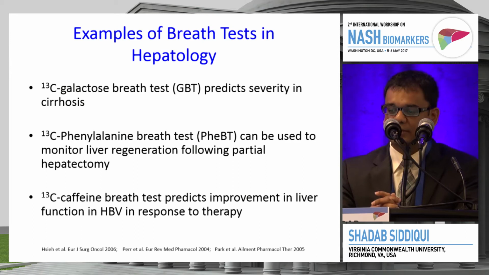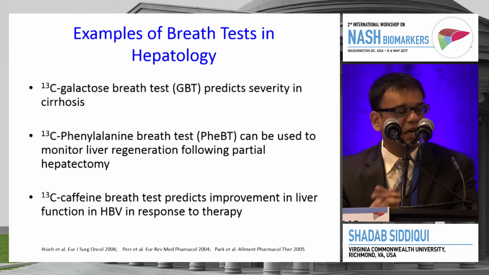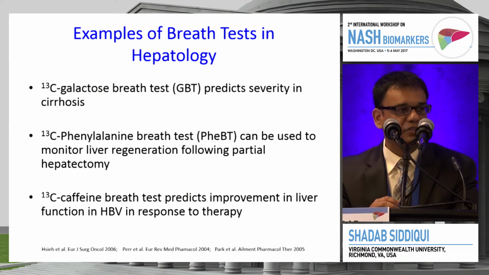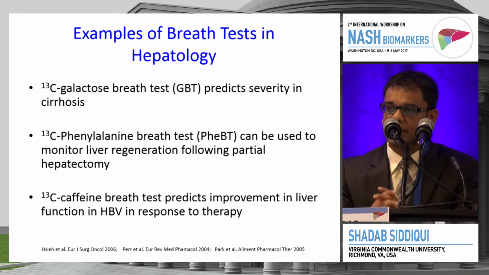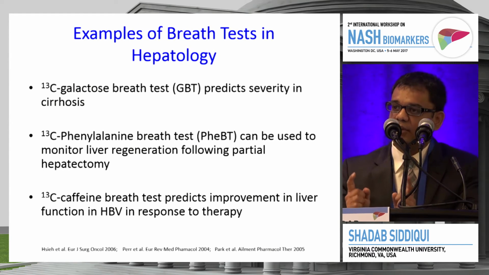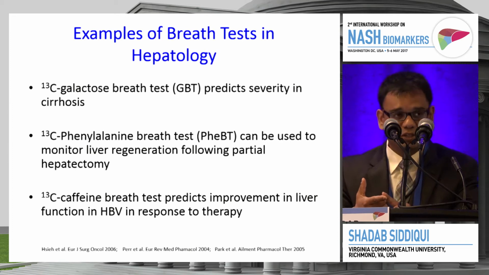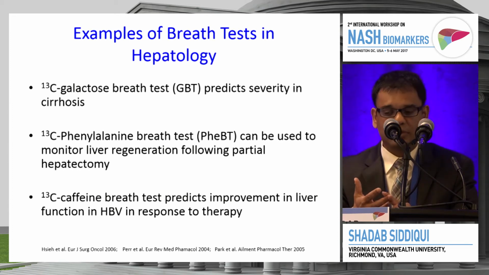Now, this slide highlights 2 points that I'd like to make. First is that there are a number of potential probe drugs that have been used in chronic liver disease to assess quantitative liver function. But also, there's a variety of applications that have been used, from predicting clinically relevant complications and then response to therapy.